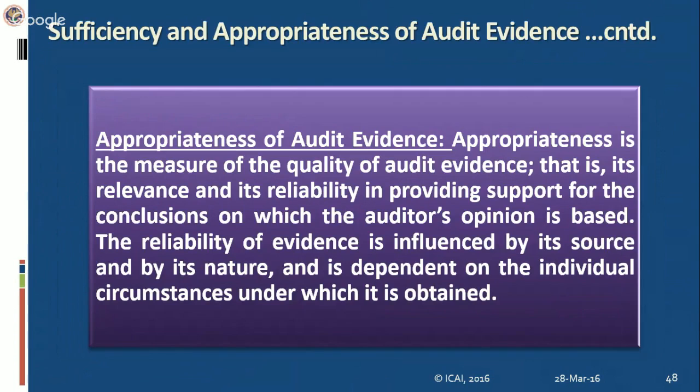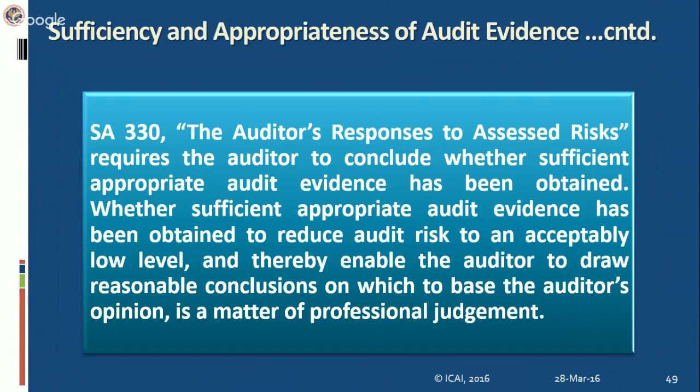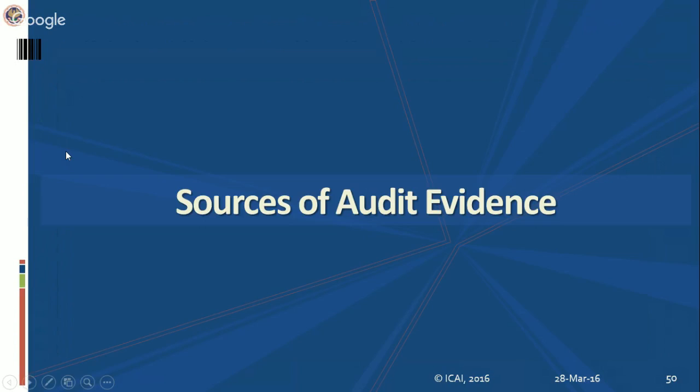The reliability of evidence is influenced by its source and by its nature, and it is dependent on the individual circumstances under which it is obtained. SA 330, on auditor's responses to assessed risk, requires the auditor to conclude whether sufficient appropriate audit evidence has been obtained or not, to reduce the audit risk to an acceptably low level. This enables the auditor to draw a reasonable conclusion on which to base the auditor's opinion, which is actually a matter of professional judgment.